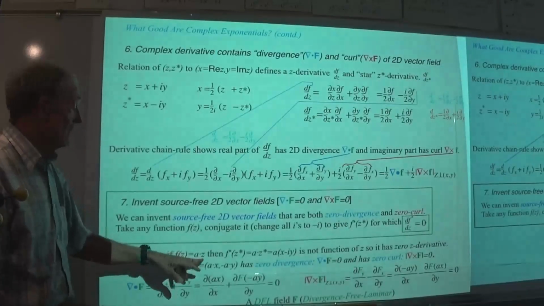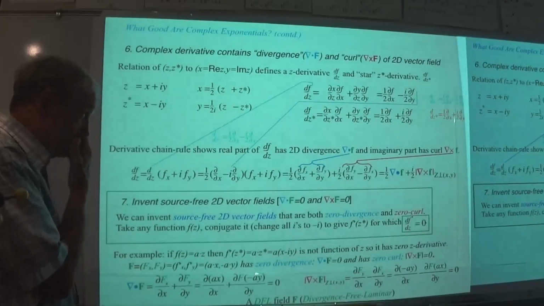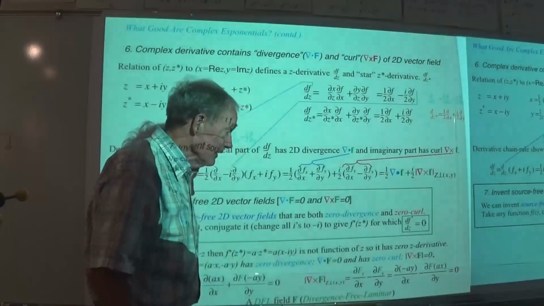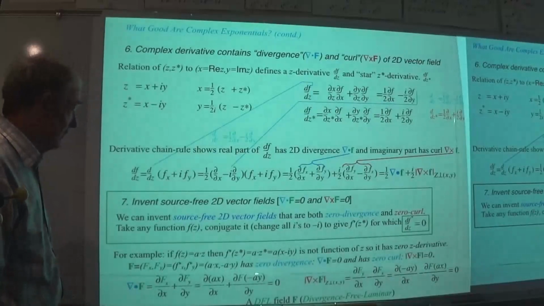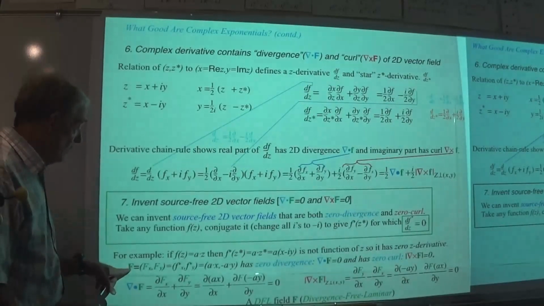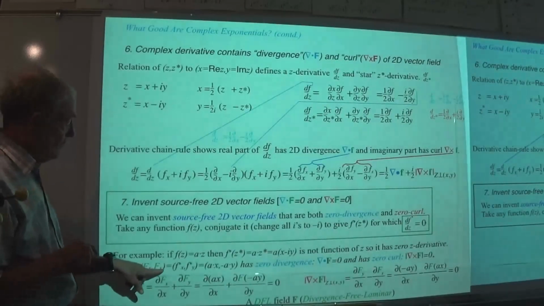That's the example right there. Put a constant on it if you want. We're just going to put 1 on it. But the idea is that this thing is not a function of z, so it has 0 z derivative. Okay.